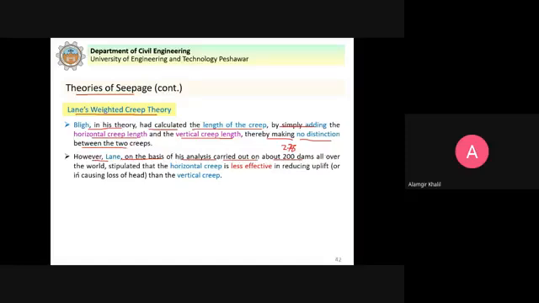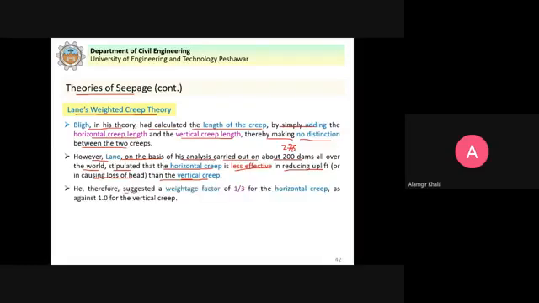Lane, from 200 dams all over the world, stipulated that horizontal creep is less effective in reducing the uplift or causing loss of head than the vertical creep. So after studying more than 200 dams, Lane found out that horizontal creep is less effective in reducing uplift or causing loss of head than the vertical creep, because Bligh gave equal weightage to both. So that's why this is the limitation of his theory. Therefore, Lane suggested a weighting factor of 1 by 3 for horizontal creep and 1 for the vertical creep.